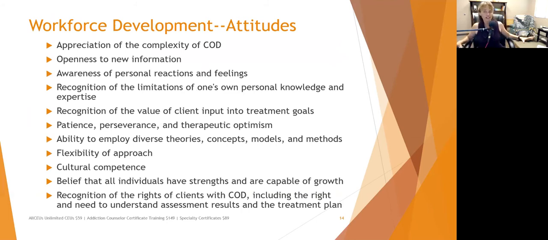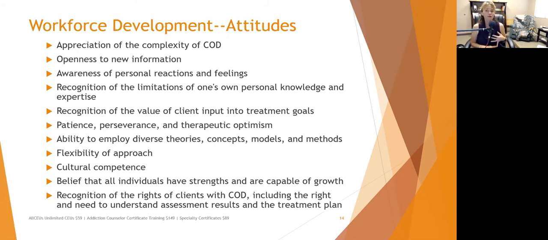So workforce development is important, and the first thing we want to develop is people's attitudes before we even work with skills. So people need to appreciate the complexity of co-occurring disorders. Depression plus substance abuse is not 1 + 1 = 2, it's 1 + 1 = 5. So it's important to understand how the two interact, how the substance use affects the neurotransmitters, how the depression affects the substance use, and how all of that affects interpersonal relationships, cognitive abilities, occupational functioning, all that stuff.